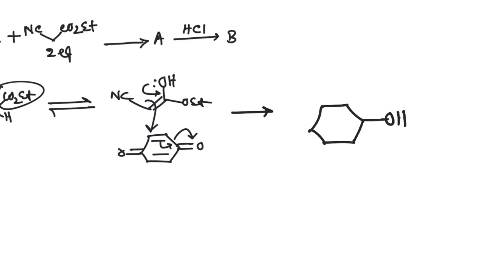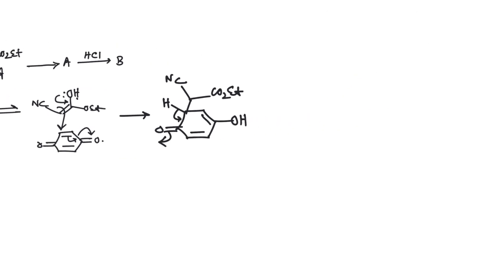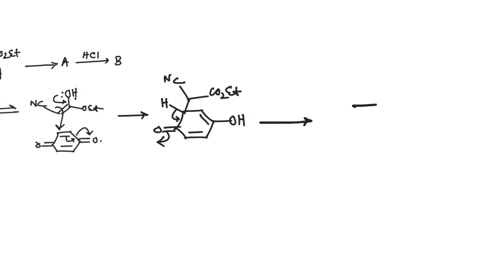Here you have OH. I am just skipping one step. This hydrogen will come over here finally, so I am writing it by skipping one step. And here you have this CN, this CO2Et group. On this side you still have the carbonyl group, and here you have a new double bond. Now it will get back its aromaticity by losing one proton, so from this you will get this compound.